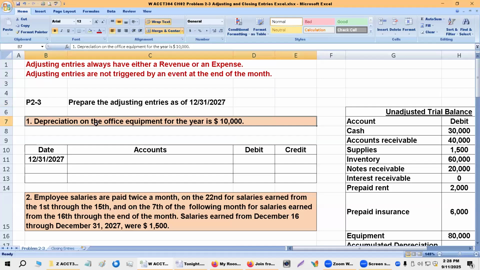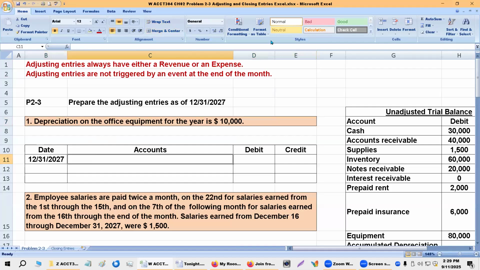So it's not triggered by an event, and this is one of the reasons why sometimes these adjusting entries don't get made, because there is no event that actually happens. You just have to know that you need to adjust it. So depreciation, this equipment doesn't just depreciate itself. You have to put the adjusting entry into the depreciation. So there is generally no event that triggers it. You just have to know that these things need to be adjusted.